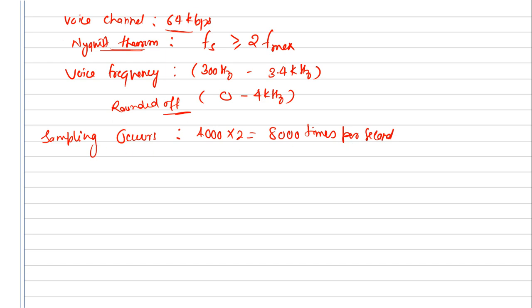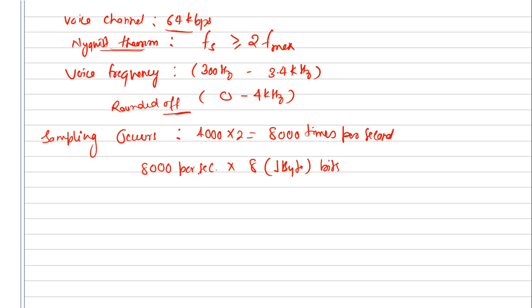Now how will we get to the voice channel? Once they are sampled, we need to digitize them, and everything is done in 1 byte format. So we have 8000 samples per second into 8 bits, which is 1 byte.